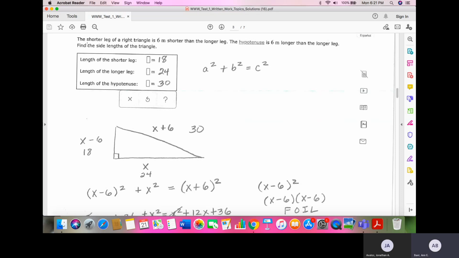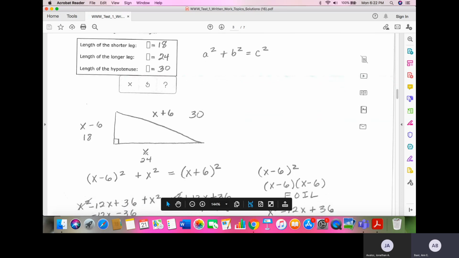So the shorter leg, let's read this again. The shorter leg of a right triangle is 6 meters shorter than the longer leg. And the hypotenuse is 6 meters longer than the longer leg. We don't know anything about this longer leg, so let's call it X. They're mentioning the longer leg in this sentence and in this sentence. So let's let that longer leg be X. When I drew my right triangle, I drew it so that one leg was clearly longer than the other. So we want to let this leg here be X.